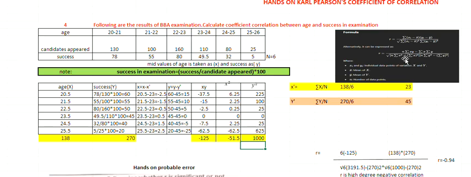So in the formula, that is n, and the value of n is 6 I have taken. Summation xy, what is summation xy? Minus 125, yes, taken. Then minus, since this is in Excel, if I put minus it will show a problem. So minus 138, what is 138? Summation x is 138. What is summation x here? Summation x is minus 125. Then summation y. What is summation y? Summation y, you have to consider these results.